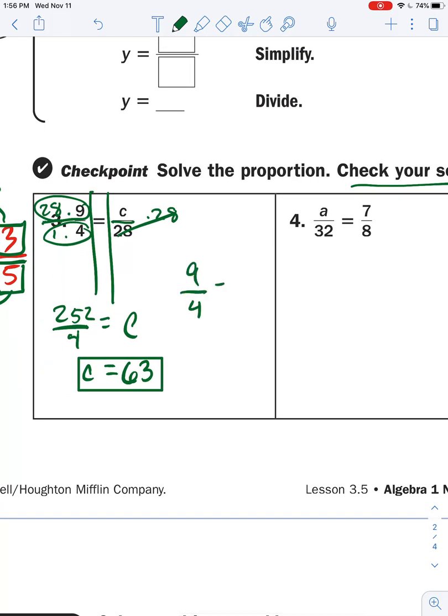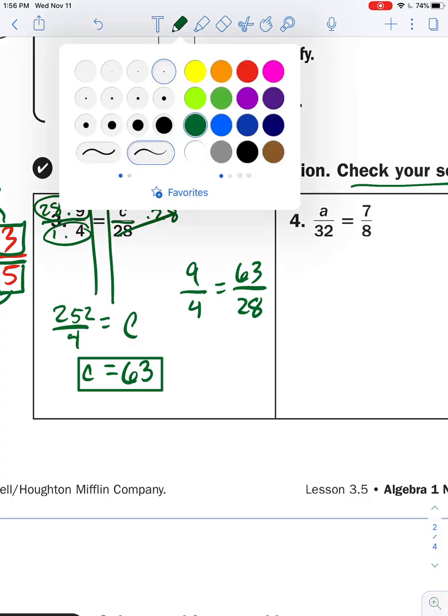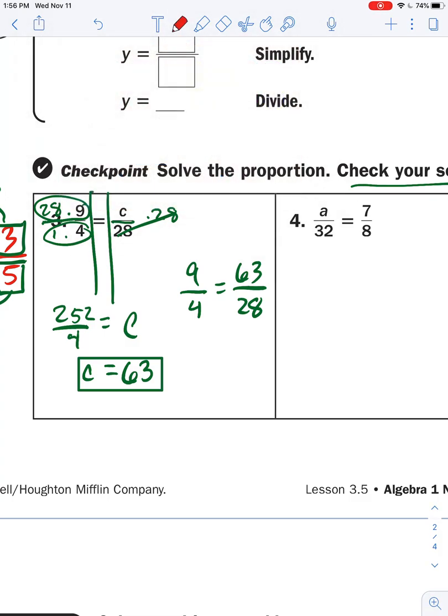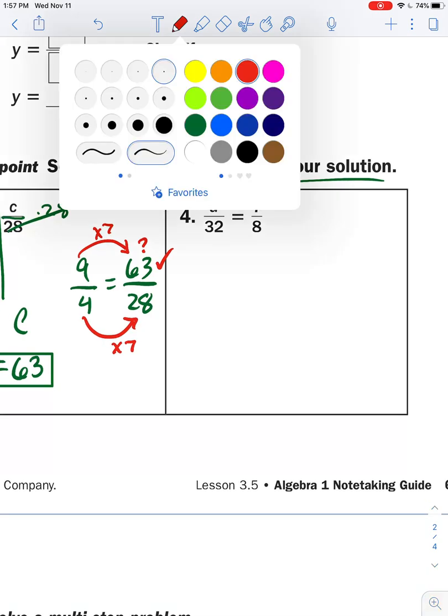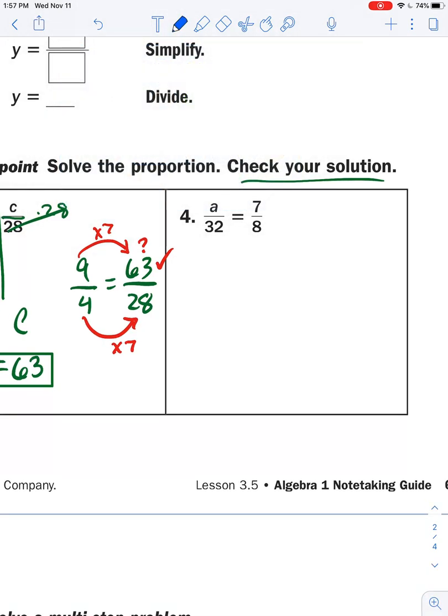Check my solution simply means I go back up here and I look, does 9 over 4 truly equal 63 over 28? So check the one that you knew before. Before I knew this one, so to get 4 to turn into 28, I multiplied it by 7. So then I check, if I take 9 and multiply it by 7, do I get 63? And the answer is yes, so I know it checks out.